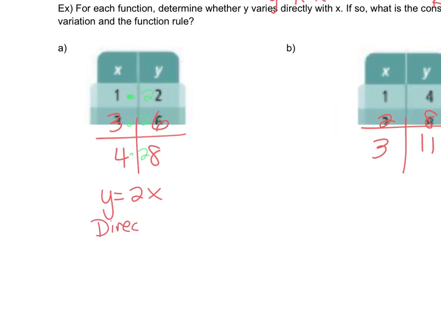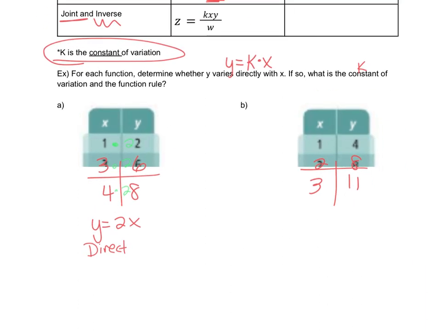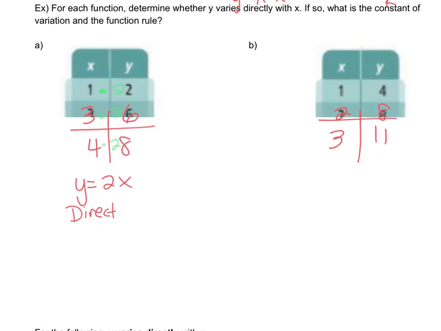It is direct. So let's put that. And then the last thing it wanted you to find is what is k, the constant? K equals 2. And that's literally all you have to do for this problem.